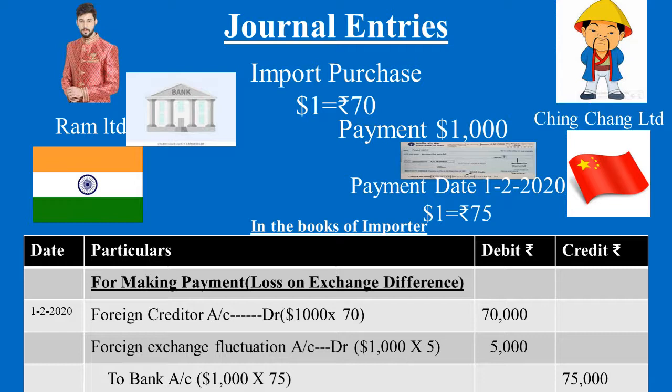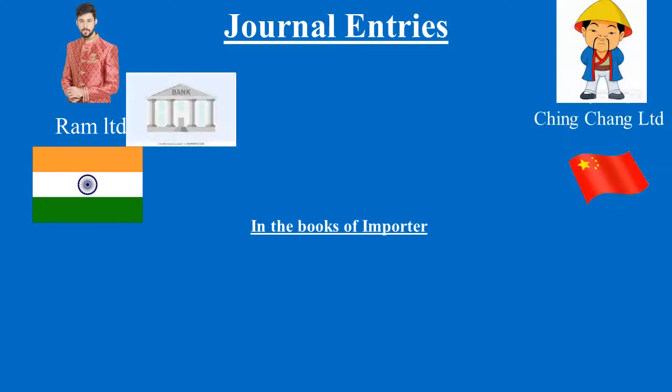So what is the entry? Foreign creditor account debit $1,000, that is into 70,000. Foreign exchange fluctuation account debit 1,000 because there is a loss of 5 rupees, and to bank $1,000, that is 75. Okay, now let us see this transaction.